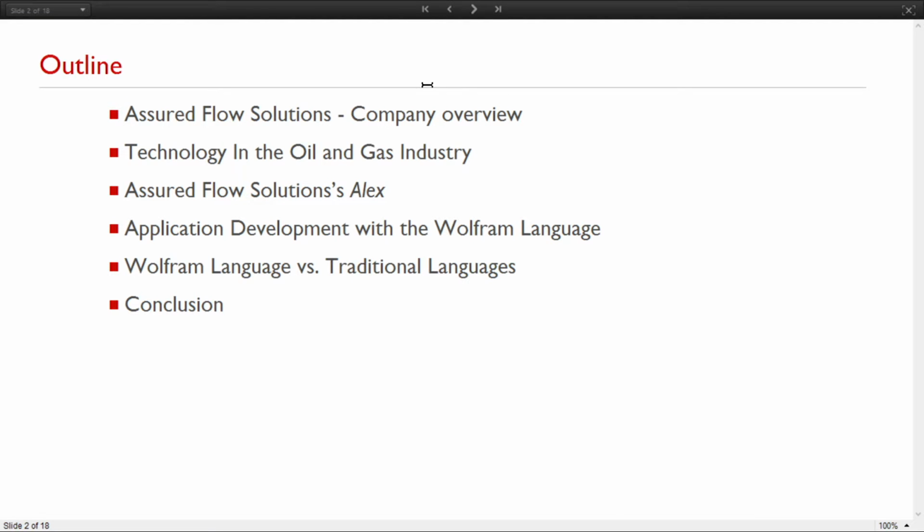Just a brief outline. I'm going to talk a little bit about my company and what we do, and I think that's helpful to frame the discussion that follows. I'm going to talk a little bit about technology in the oil and gas industry, and then I'm going to formally introduce our R&D project called Alex, and then talk through some of the things that I've learned with application development in the Wolfram language. And then finally, I'll have a couple quick remarks about Wolfram language versus traditional languages.